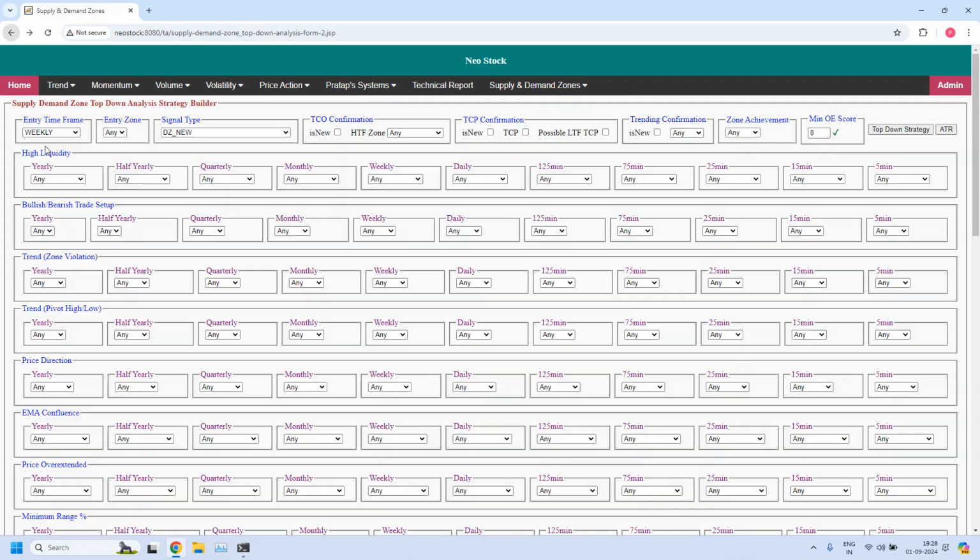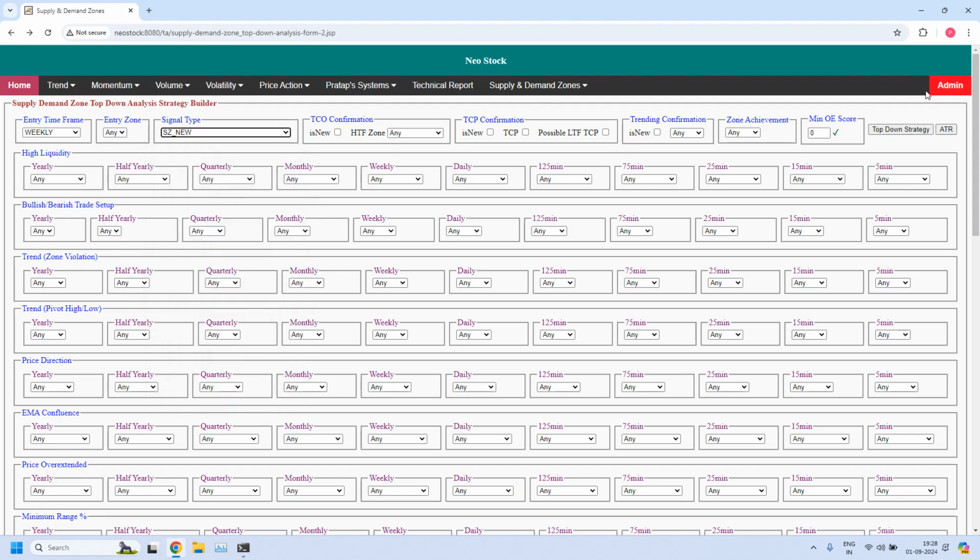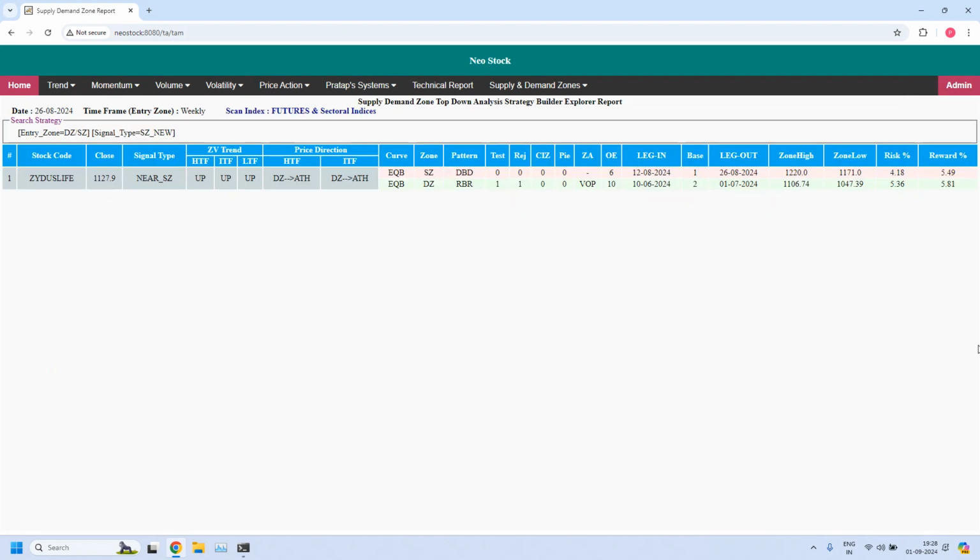The next report for weekly time frame, let us find the stocks having newly created weekly supply zones. So only one stock is filtered. This stock having the supply zone is tested during this week. Sorry, not tested, created during this week. Sorry for my mistake. This supply zone is created during this week.